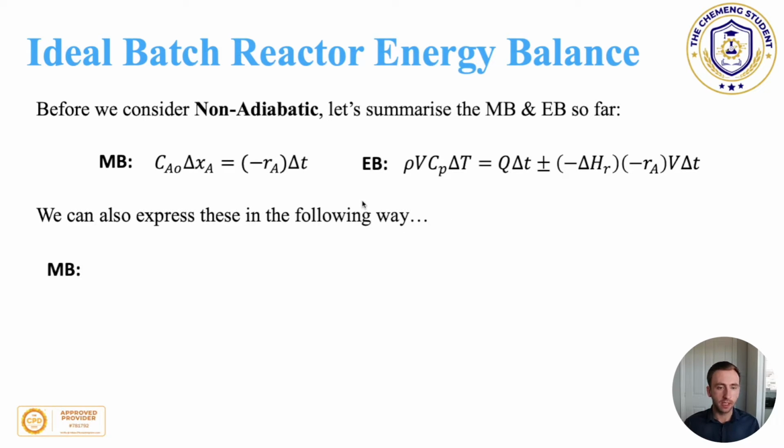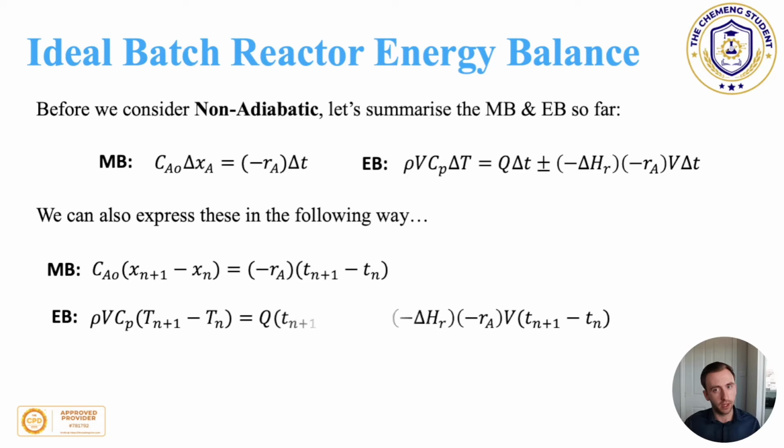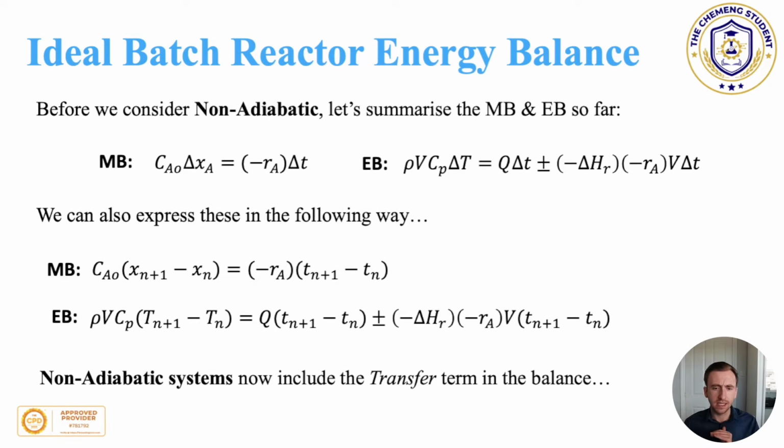Now, we can also express these in the following way. I personally don't like expressing it in this form, so instead of having the delta x and the delta t, you actually show each individual component. So you show xn plus 1 and xn. Same thing with the t's. I personally don't like it because you are adding more variables and the equation can become quite messy. But again, it's entirely up to you and how you would actually go about solving your particular system.